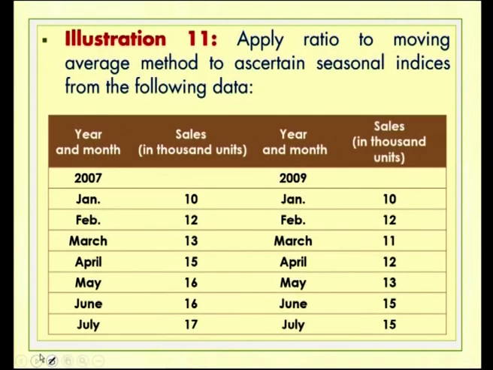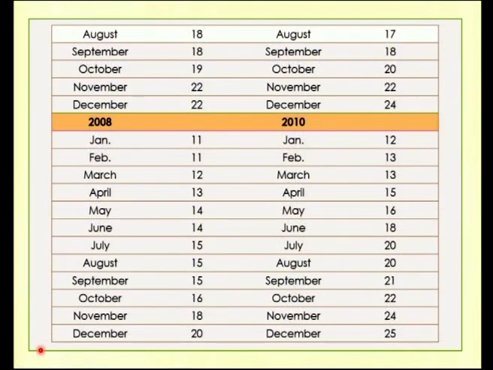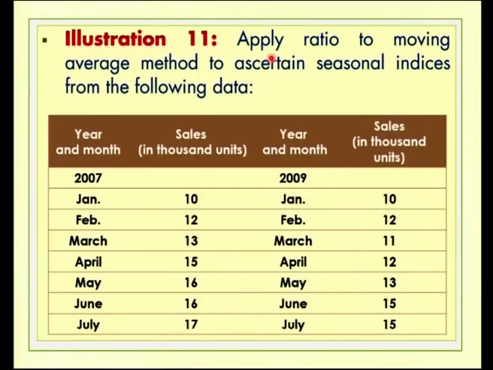Now, the following table is for 12 months and for the years 2007, 2008, 2009 and 2010. The values given here are split into so many slides because all the values cannot be shown in one slide. The question is: apply the ratio to moving average method to ascertain seasonal indices.